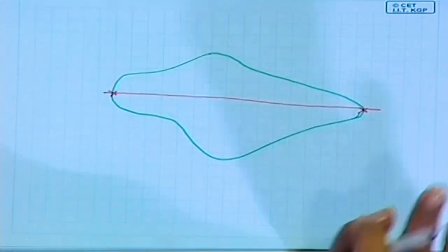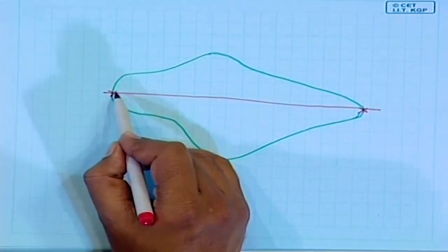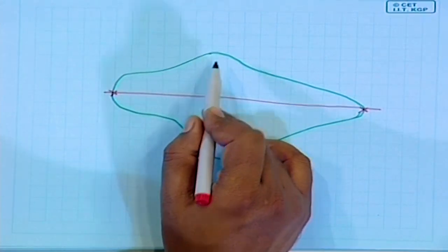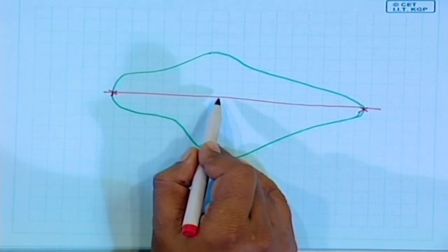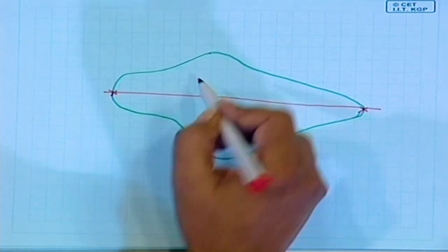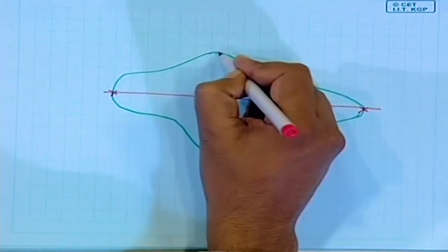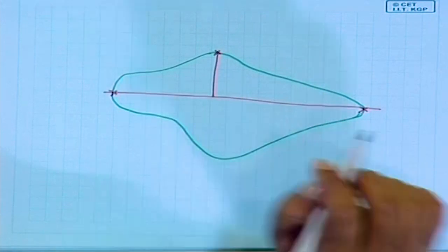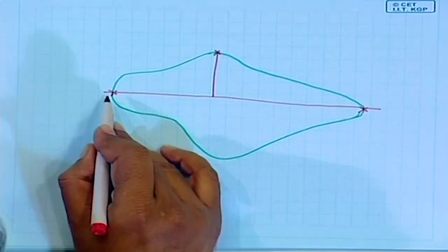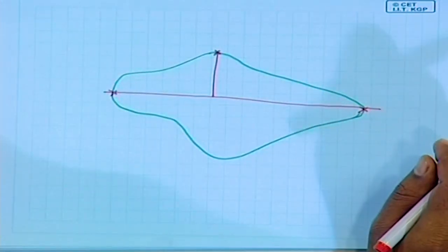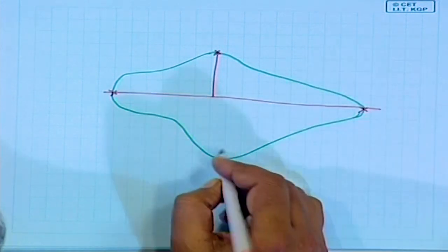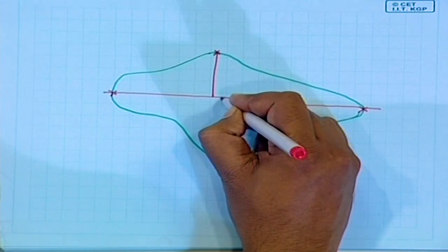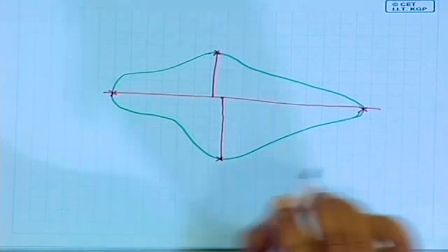Now, for each of the halves, what I do is I find out the maximum perpendicular distance of a boundary point from this straight line. On this half, you may find that this will be a point where the perpendicular distance from the straight line joining these 2 split points is maximum. Similarly, on this half, this may be a point from where the perpendicular distance to this straight line may be maximum.